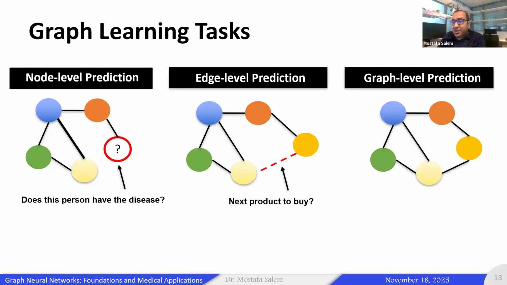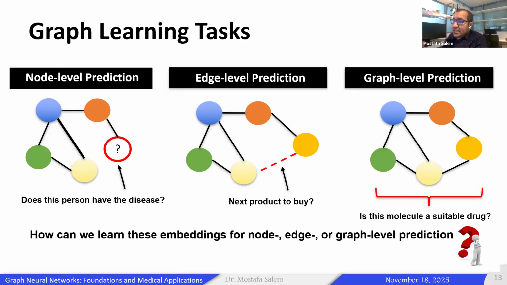In graph level prediction, I have the graph, I have all the nodes, I have all the edges, and I want to ask a question related to the entire graph. So is this molecule a suitable drug, yes or no? You have to answer according to the information related to the entire graph.